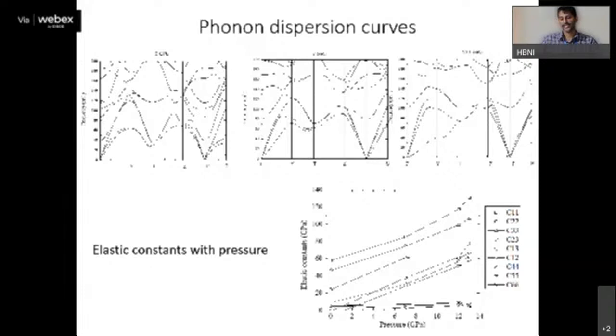And this one can use to investigate whether whatever structure you are considering is dynamically stable or not. If it is dynamically unstable, you will see some frequencies in the negative direction. That gives a clear indication that your structure is dynamically unstable, though its energy may be lower. One can also compute the elastic properties at various pressures using these first principle simulations.